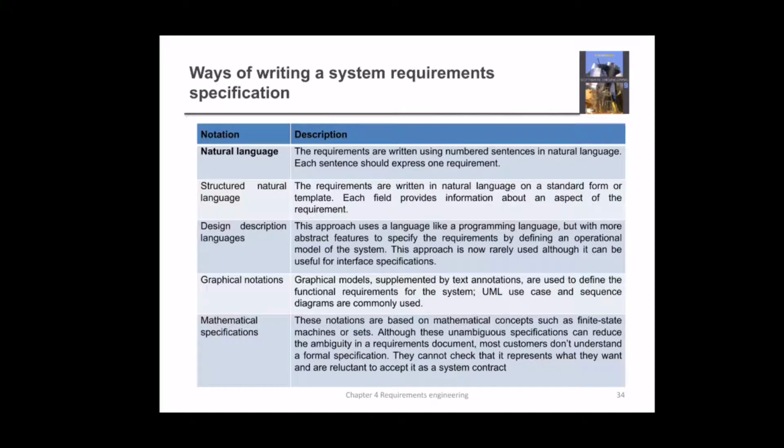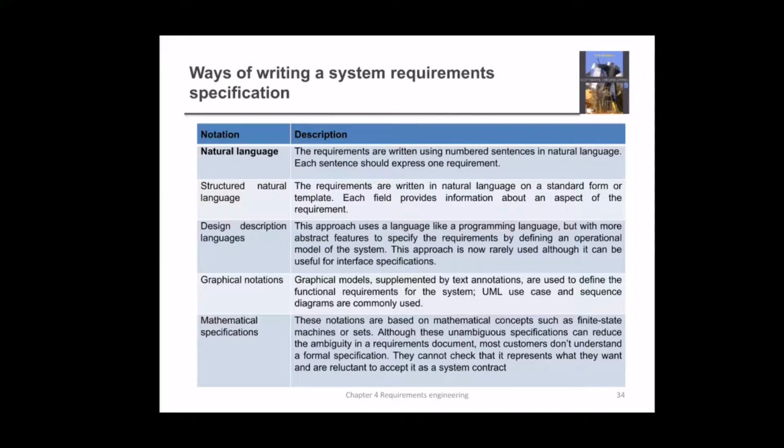Then we have mathematical specifications. If you are writing each and everything in a sentence, then there might be some ambiguous statements that are going to arise. Because of this, we can have a mathematical model. Mathematical concepts can be used, such as finite state machines that you are going to study in your ATC subject, right? So which is giving us a clear idea about that.